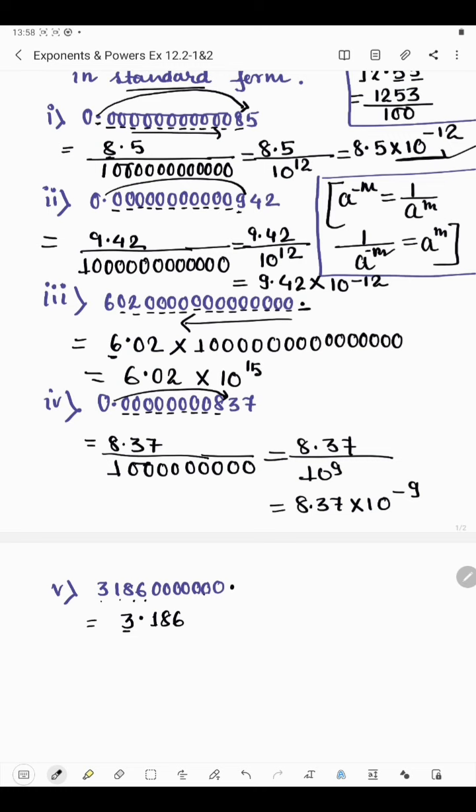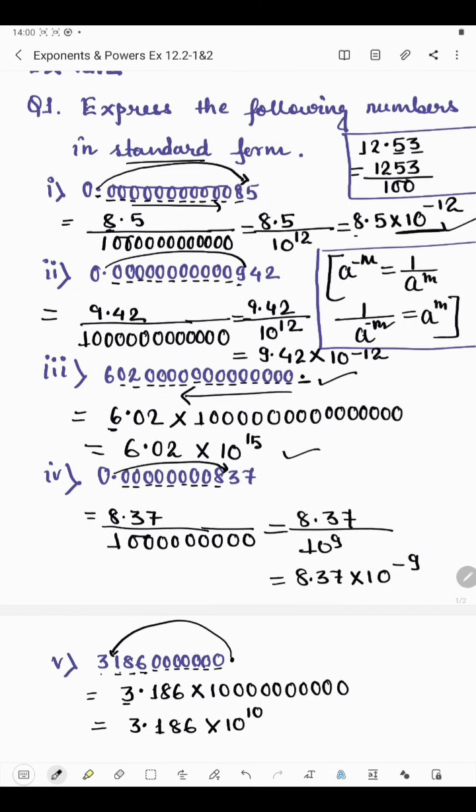Now we will check after how many places the decimal is shifted. Okay, so the decimal is shifted here. So we'll have to count the number of places now. So it's 1, 2, 3, 4, 5, 6, 7, 8, 9, 10. Okay, so it will be 10 zeros with 1. 1, 2, 3, 4, 5, 6, 7, 8, 9, 10. When you multiply this, you will get this number. Okay, now we will write this in power notation. So it's 3.186 into 10 raised to the power 10. Okay, so this was all about question number 1.